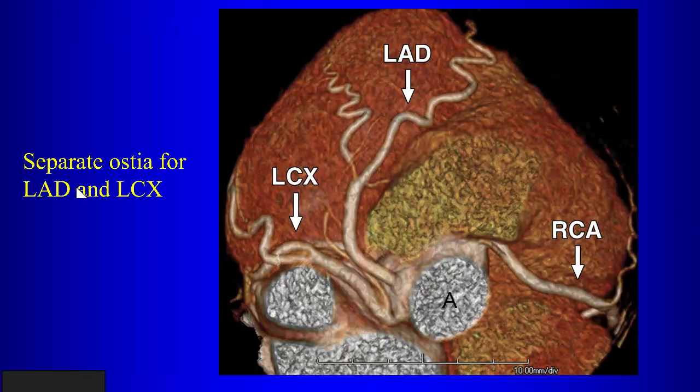Here we have separate ostia for the LAD and the circumflex. So we're looking from the top down. So again, when you orient yourself as to the chambers here, this is the right ventricle here, it's the right atrium. So here's the right coronary artery. And then here you have the LAD and the circumflex having separate ostia coming off of the aorta. Okay.